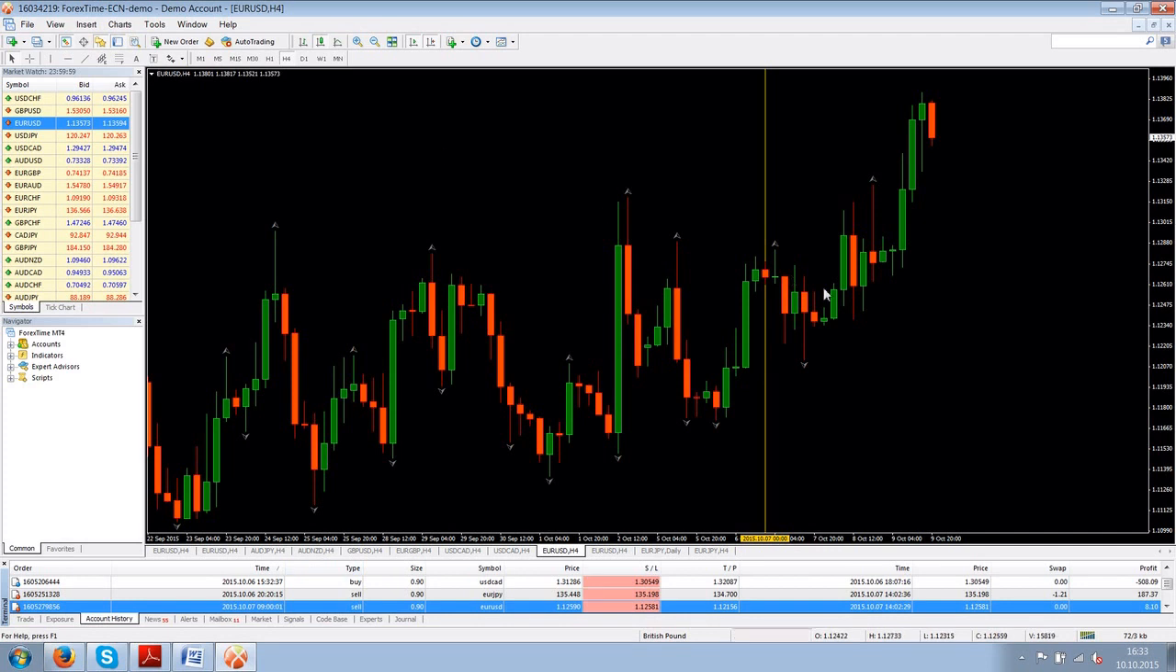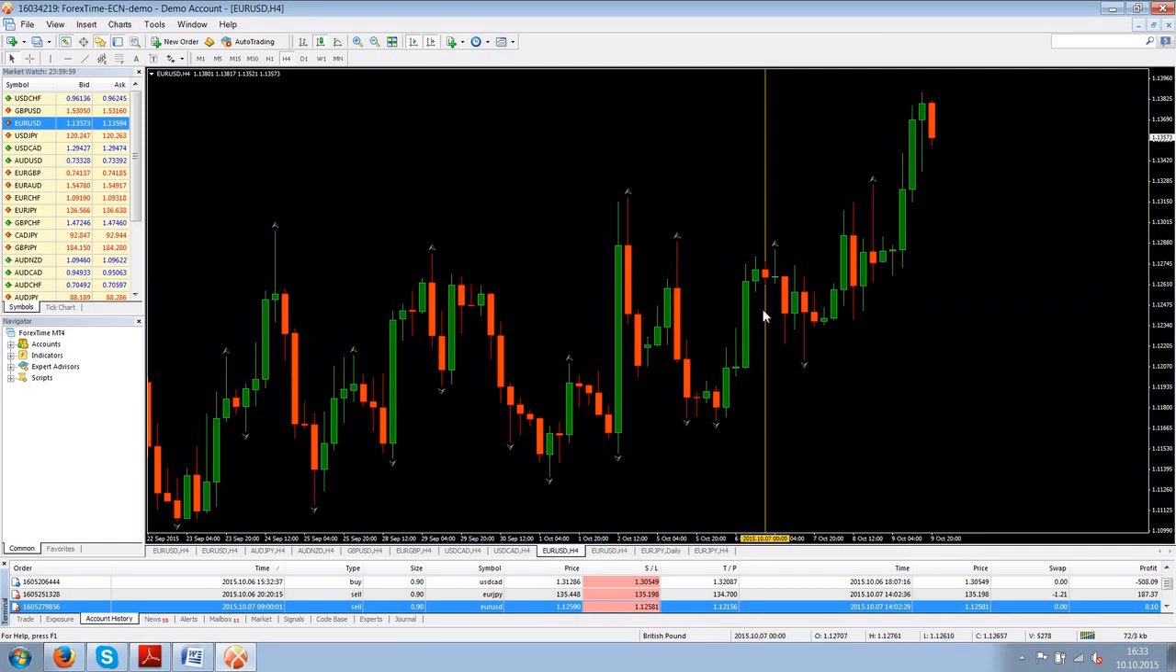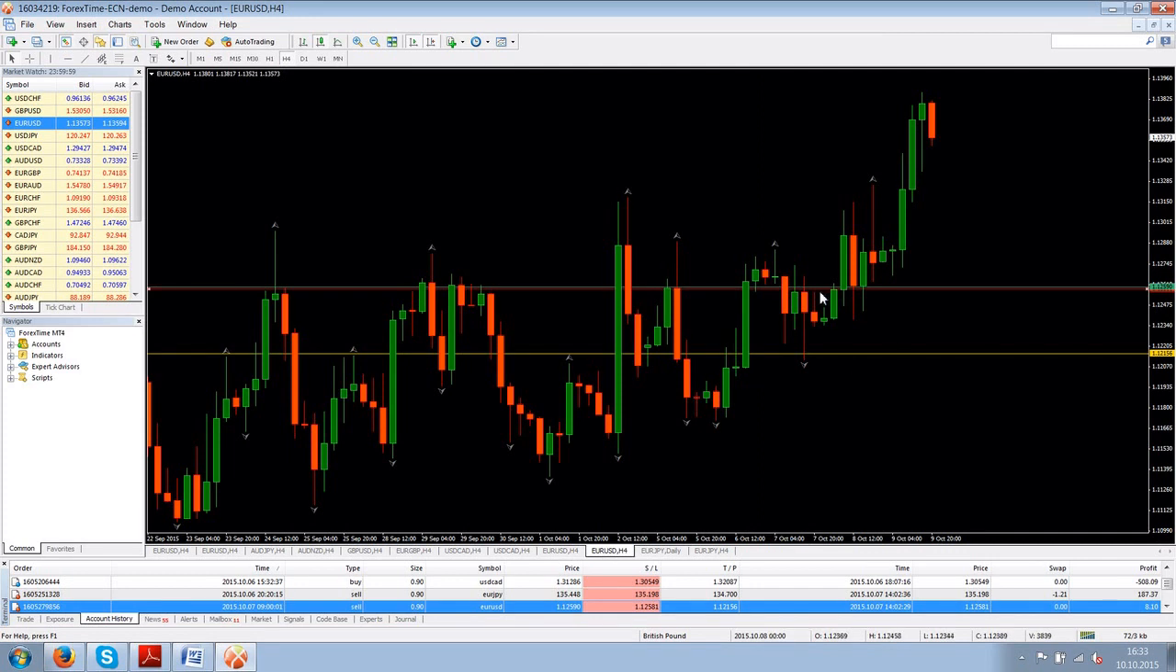Now this trade was on the 7th of this month, October. So right here. Now let's go to the 4-hour time frame. I'm going to explain to you. This green line right here was the entry price. The gold line was the take profit, and the red line was the stop loss.